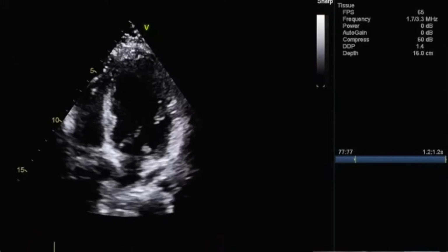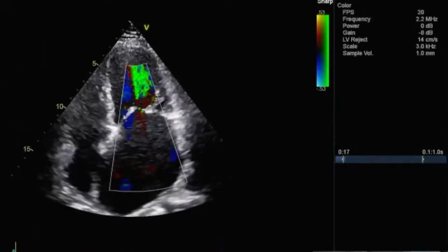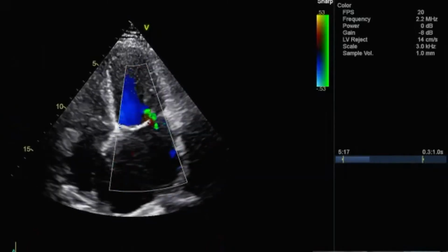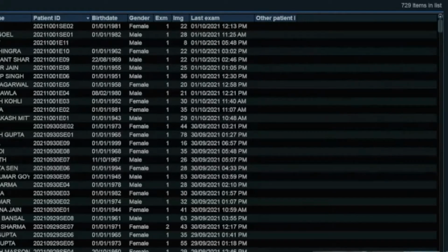I'm sorry. What exactly somebody was asking was, yeah, this is what we try to look at PISA with the first aliasing velocity. Once we move the scale down, we are able to see this velocity much better as a rounded pattern. Right. Maybe in some other patient I'm able to show you this PISA.